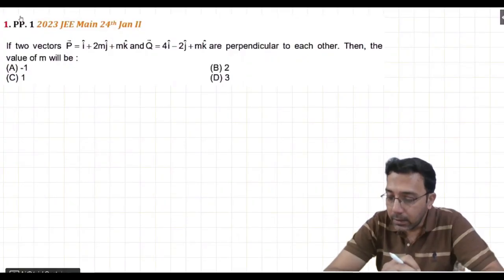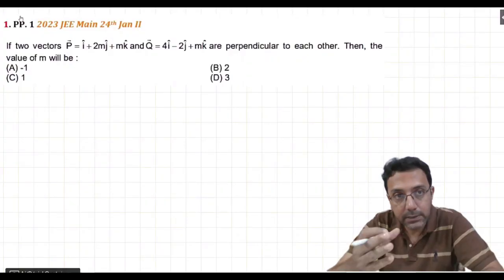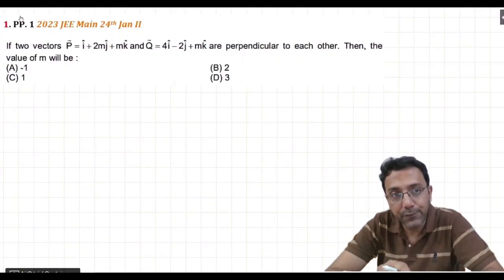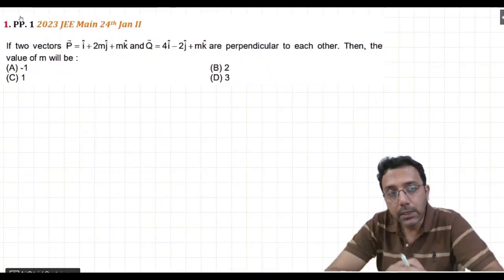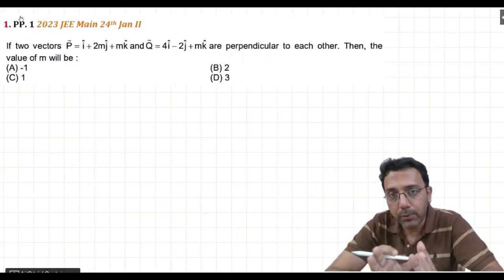See the first problem, which is in front of your screen. If two vectors p and q are perpendicular to each other, then the value of m will be one of the 4 answers. So the vectors p and q are perpendicular. If it is perpendicular, what does it mean? Shall we go for cross product? Shall we go for dot product?